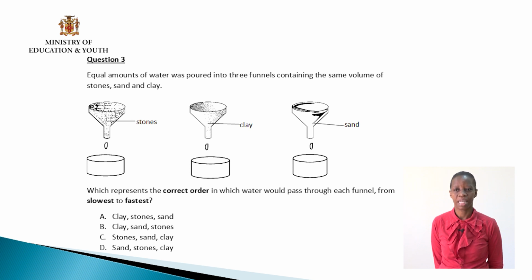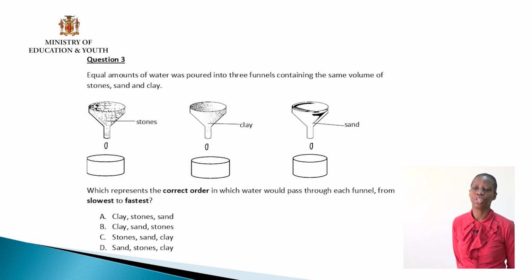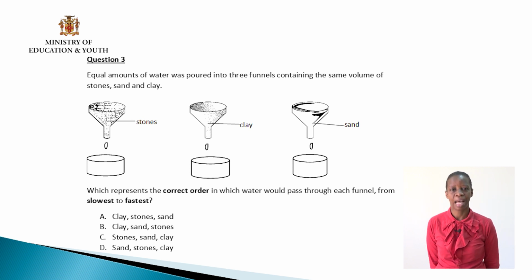Because we're trying to make the test fair, all right? And we're using the same amount of water. So the question is, looking at the diagram, which represents the correct order in which water would pass through each funnel? And note, you're ordering them from the slowest to the fastest. So what sort of information would you need to remember to be able to answer this question?